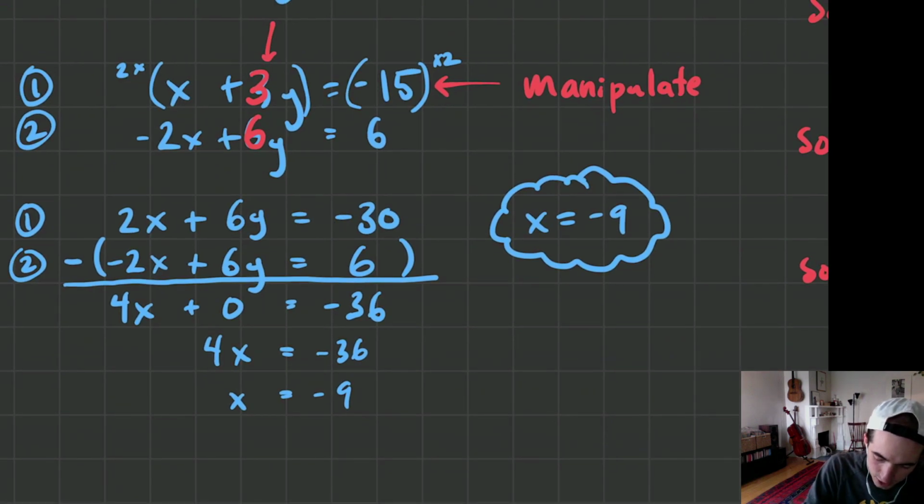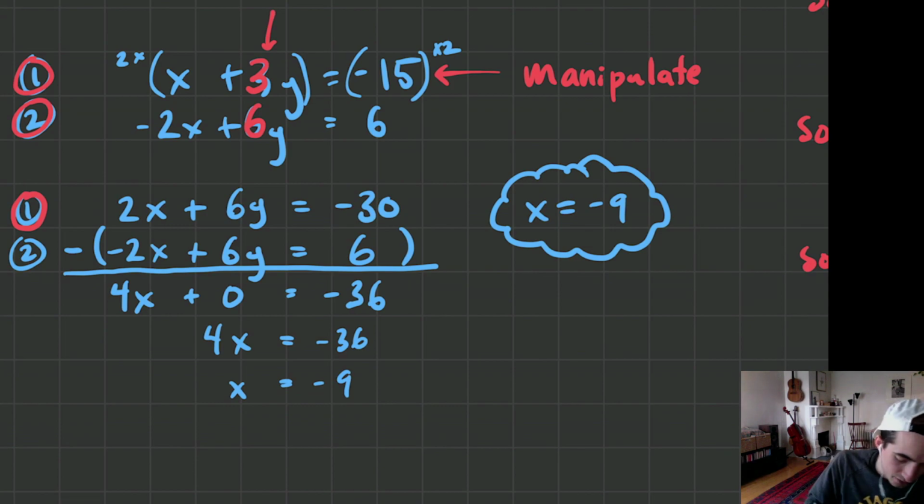It doesn't matter. I could choose 1, I could choose 2, or I could even, if I wanted to, use the manipulated one as well. I can use any of these. The whole point is that these equations are supposed to be consistent with one another. So I know they're going to be consistent with one another when x is equal to negative 9. Now we just have to figure out what y is equal to.